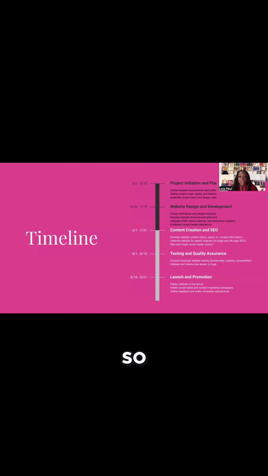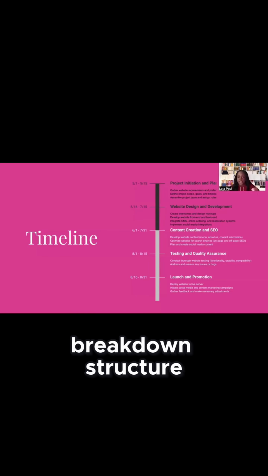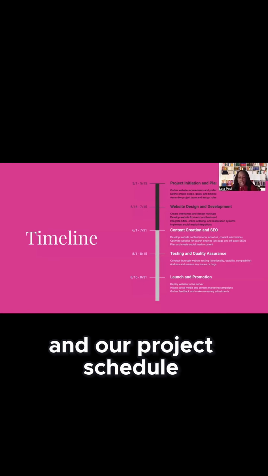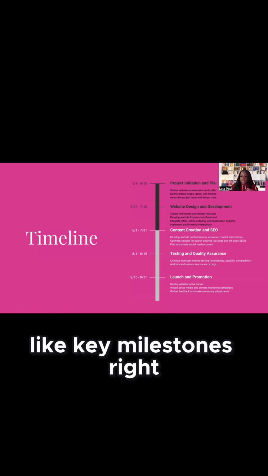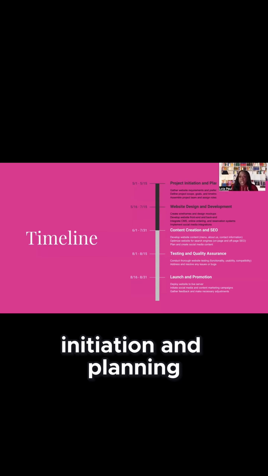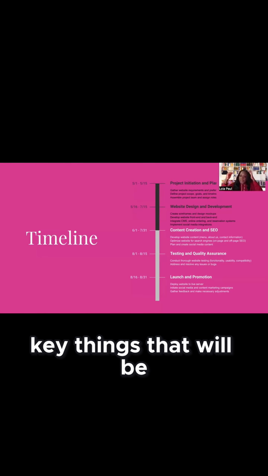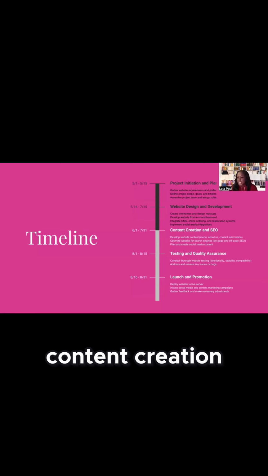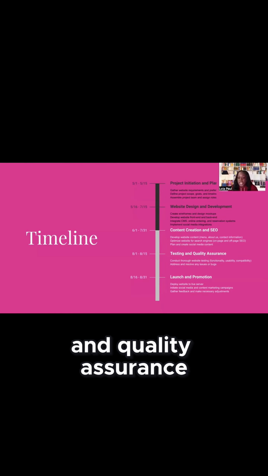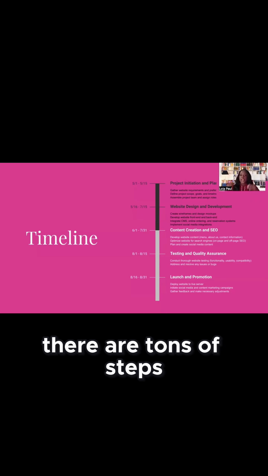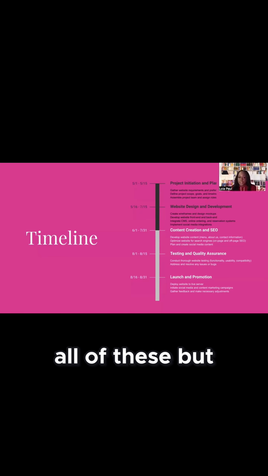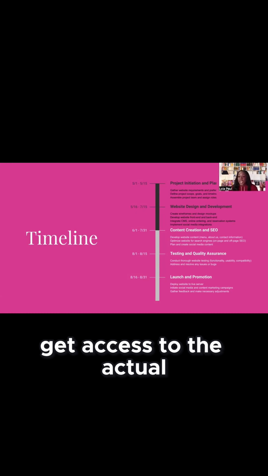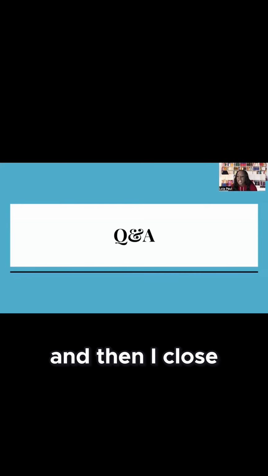Then you have the timeline. The timeline is very high level. We're not going to give every single date that was in our work breakdown structure and our project schedule. We're giving key milestones, right? So we have our project initiation and planning, and then you see a list of key things that will be taking place during that time. Then we go into website design and development, content creation and SEO, testing and quality assurance, and then launch and promotion. There are tons of steps that take place in between all of these, but we just want to do a high level overview of that timeline, and everyone is going to get access to the actual schedule that we created.